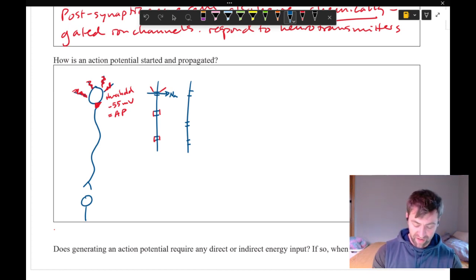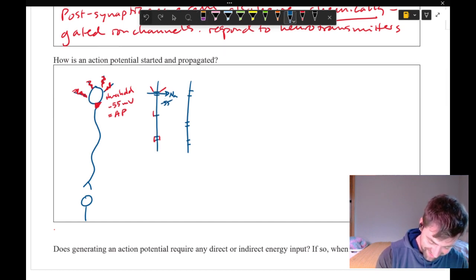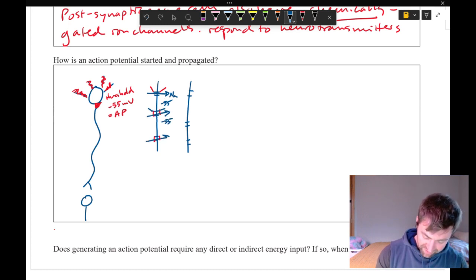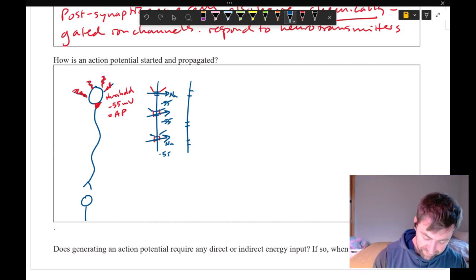Once we hit negative 55 millivolts, the next one snaps open. Sodium's able to move in. We hit threshold, the next one opens up. Sodium moves in. We hit threshold. So that's that wave of depolarization that we're talking about.